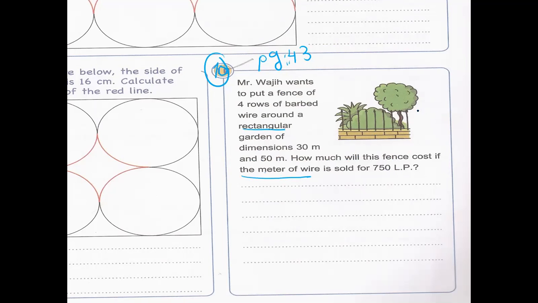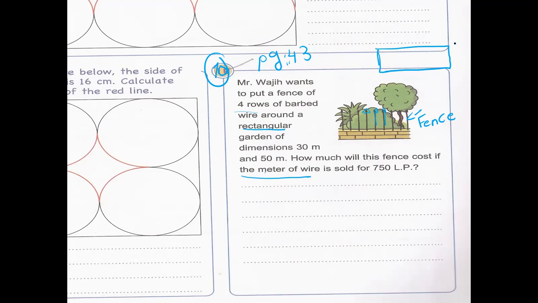Do you know what is the fence? This is the fence. It is what they use to protect the house, they put this iron, this we call the fence. Okay. He put a fence. This fence is composed of 4 rows. And the geometrical shape of this garden is a rectangular garden. This garden looks like a rectangle. Okay, so let's draw a rectangle because this garden forms a rectangle shape.